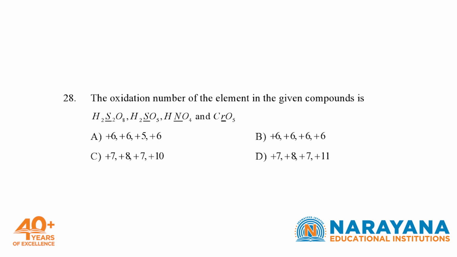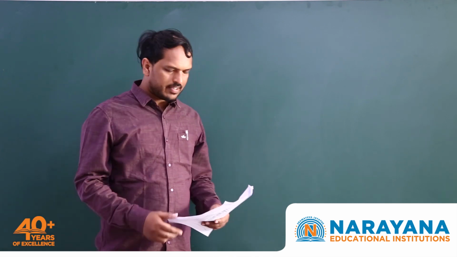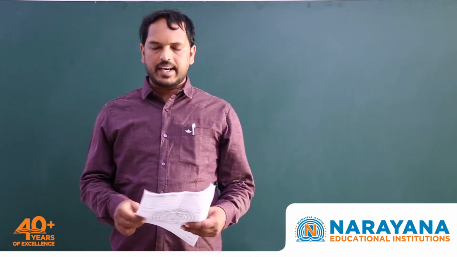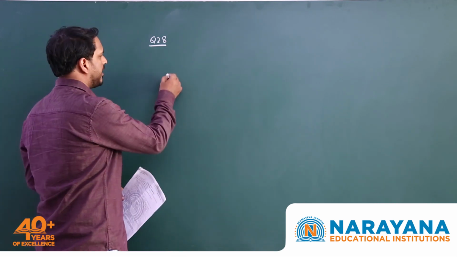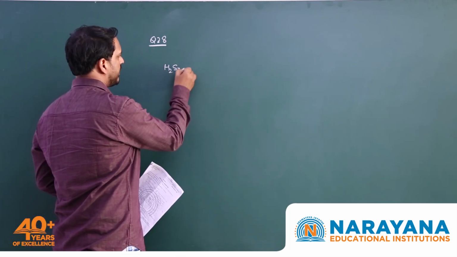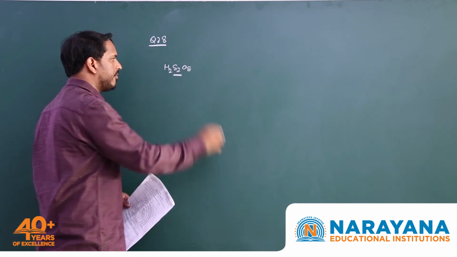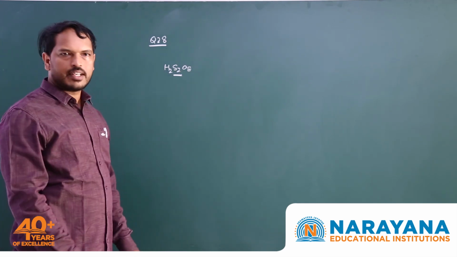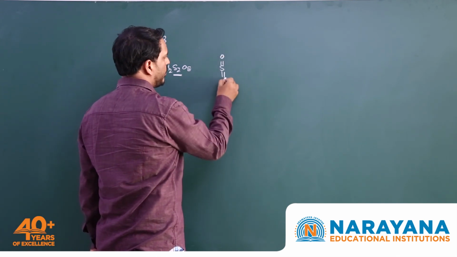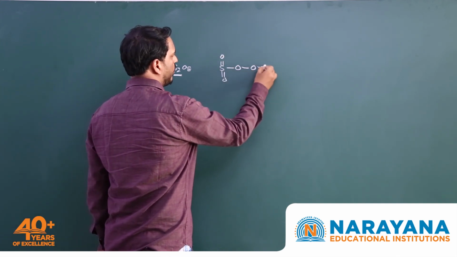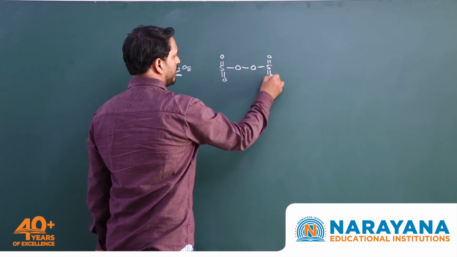In this question, there are some compounds given. It is asked to calculate the oxidation state of the underlined atoms. Now how to calculate? By drawing the structure, we can assign the oxidation state to the underlined atom. So first compound given is H2S2O8. Here we need to calculate the oxidation state of sulfur. What is the structure of H2S2O8? S double bond O, double bond O, O, S double bond O, double bond O, OH.